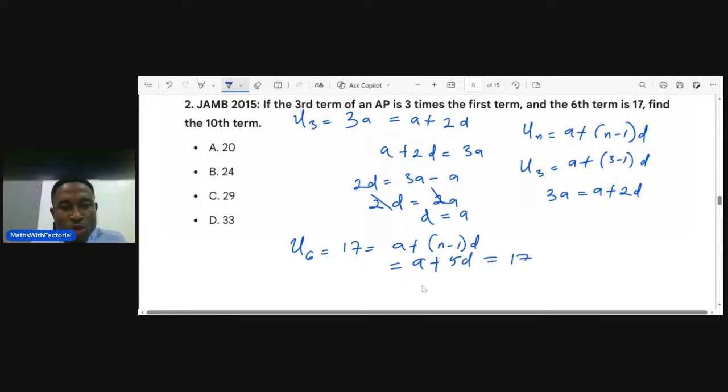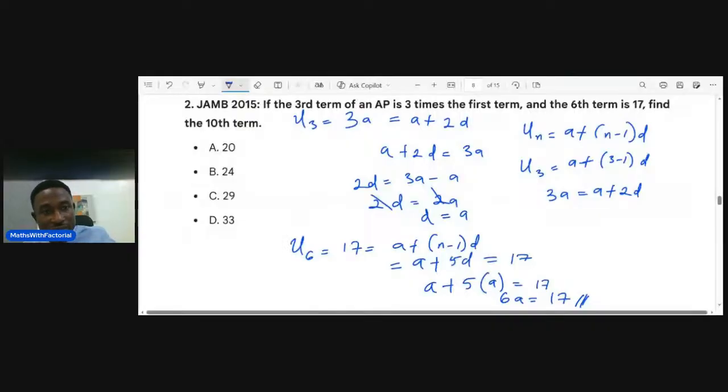17. Now, you've established the fact that A equals D, right? So just substitute: A plus 5, since D is equal to A, just put A there, equals 17. And that gives us 6A equals 17. Please, hope you are all following. It's very, very important. All right?